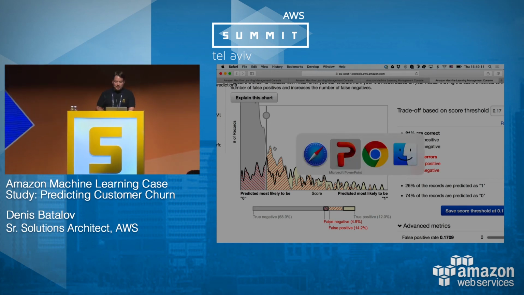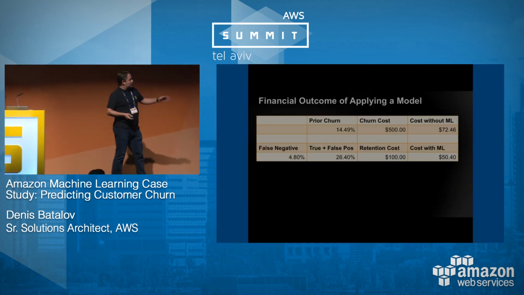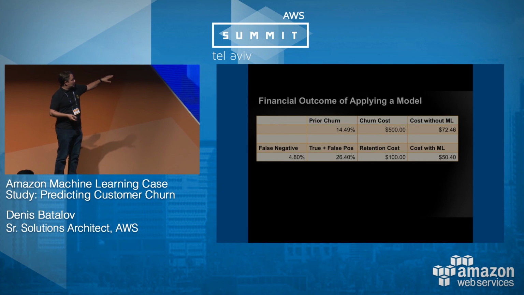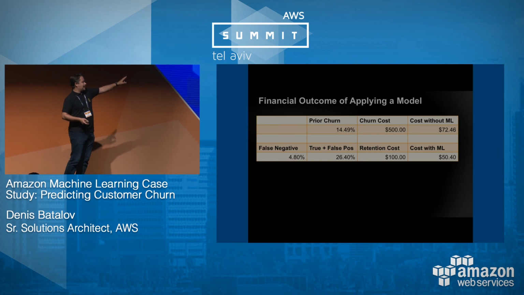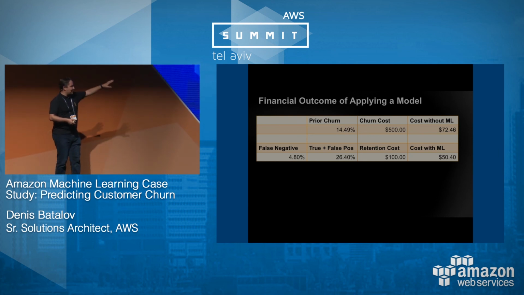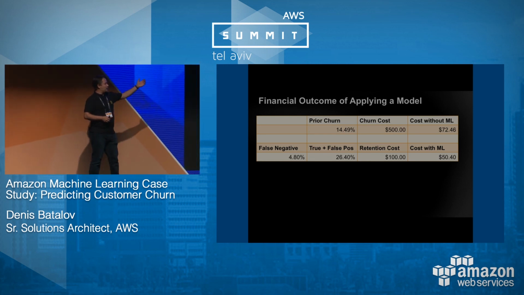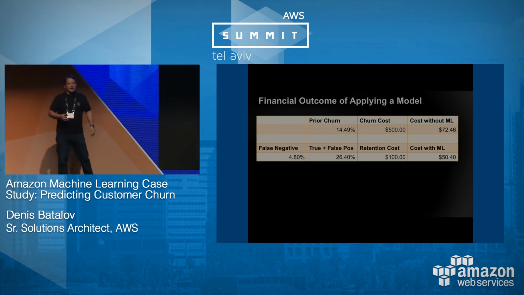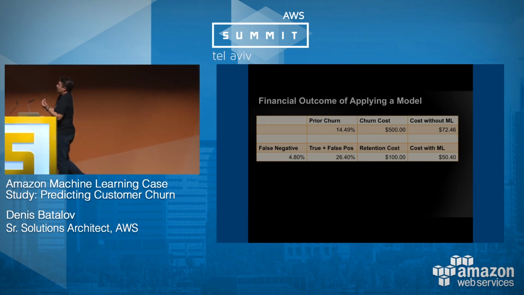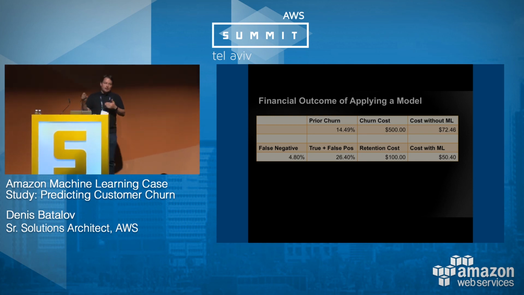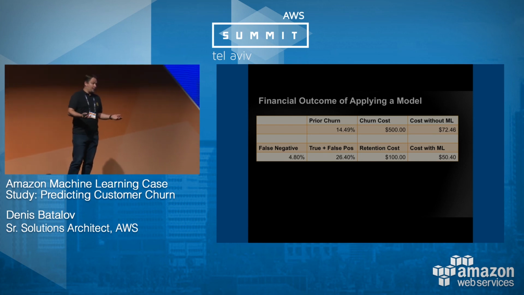And so by performing this optimization, if we go back to the slide, this is what I've done here in this picture. Now, these are the resulting percentages, 4.8 false negative, and then I combine true and false positives, which is showing 26.4%. And with a retention of $100, we get $50 per customer with the machine learning model, right? And so now you can actually compare having a machine learning model and not having one in financial terms, which is kind of interesting, right?